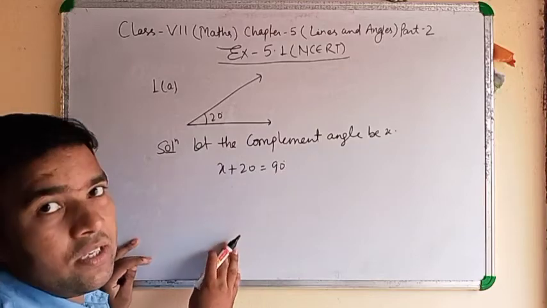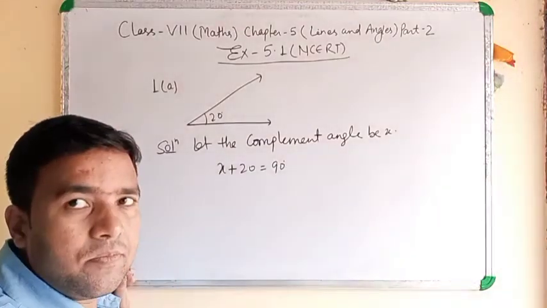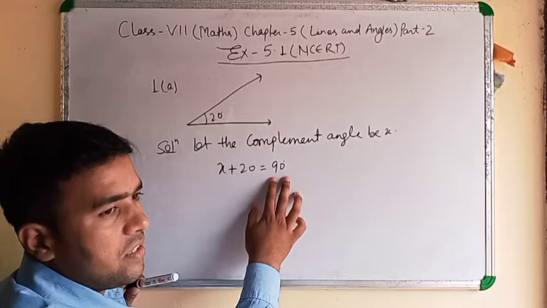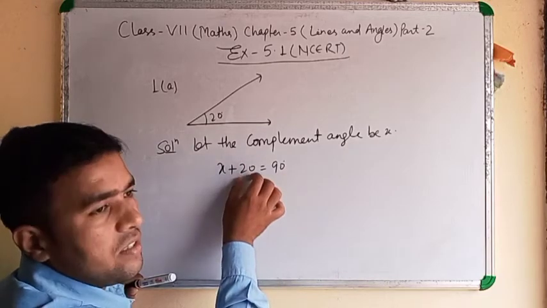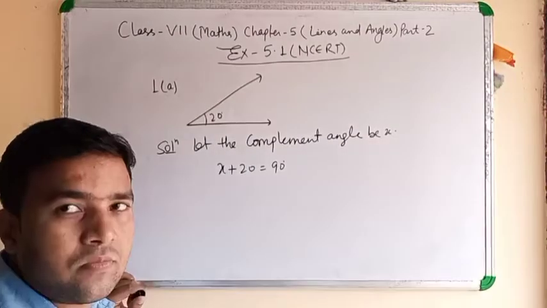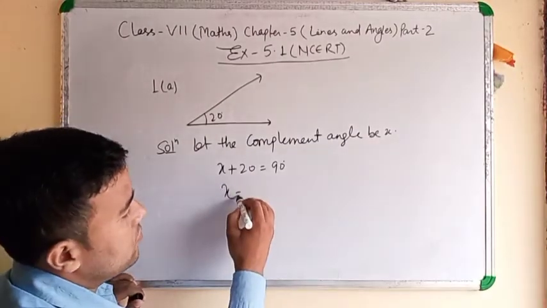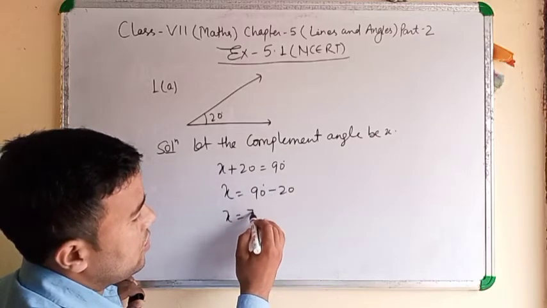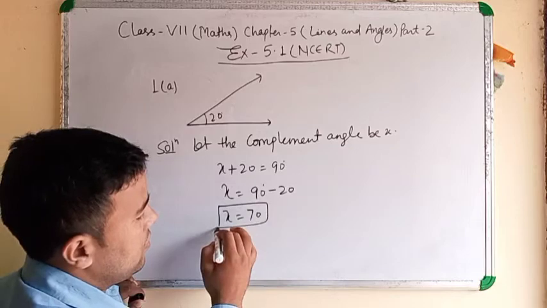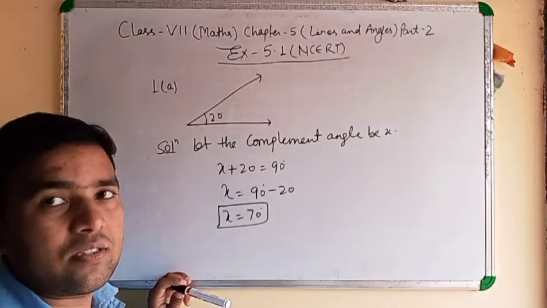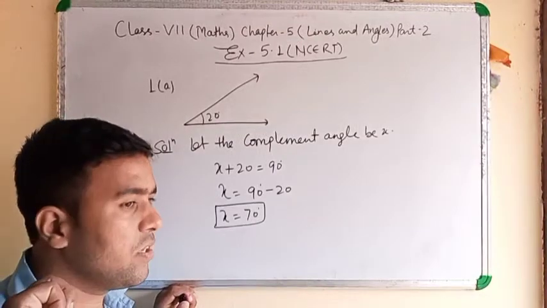Here complement is asked, that's why we know that the sum of two angles is 90 degree. Clear? One angle is given, the second we can find very easily. x equal to 90 minus 20, x equal to 70 degree. By the transposition method we can find the value of x. Rest two parts you can do.